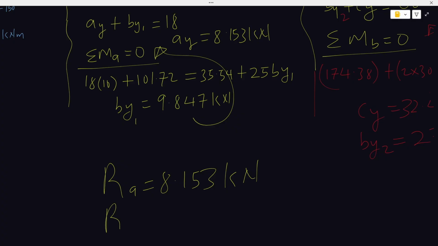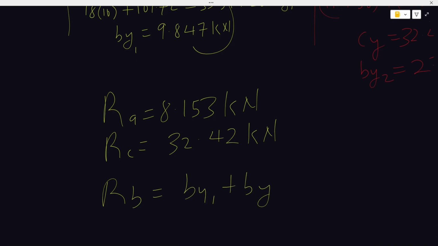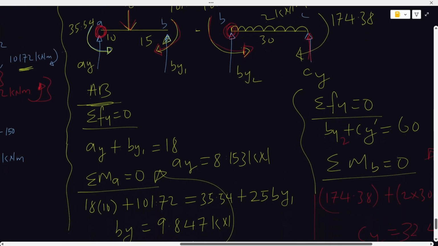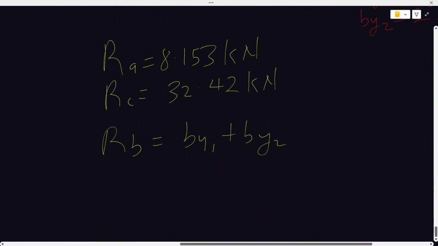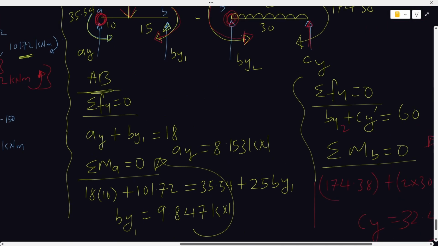Our reaction at C will be 32.42. Our reaction at B will be By1 plus By2. You can check it, By1 plus By2. So which will be 37.427 kilonewtons.